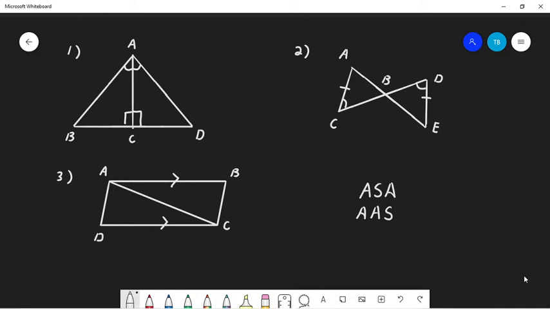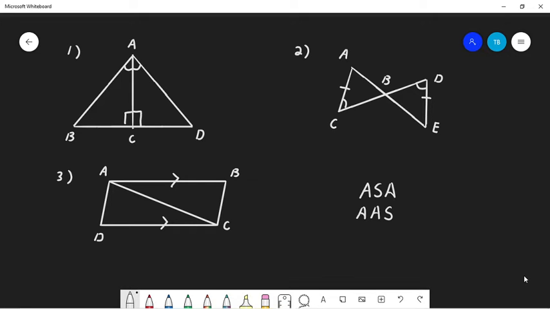ASA, or angle side angle, tells us that if two angles and the included side of one triangle are congruent to two angles and the included side of another triangle, then the triangles are congruent to each other. And AAS, or angle angle side, tells us that if two angles and a non-included side of one triangle are congruent to two angles and the corresponding non-included side of another triangle, then the triangles are congruent to each other.